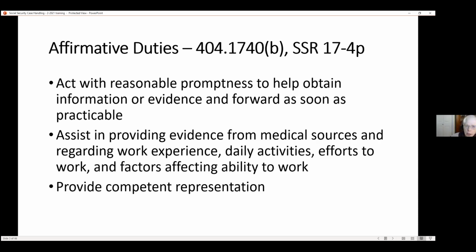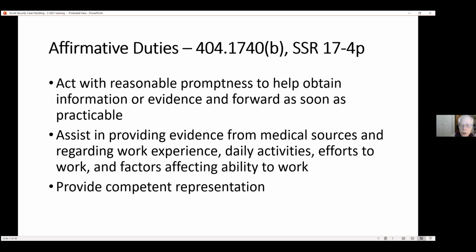At the earlier stages, if you're helping at the reconsideration stage, again, you need to send the evidence when you get it. You need to request it promptly and send it promptly. One of the reasons you need to do that is for your client, because the sooner Social Security has the great evidence that you're getting, the sooner they're hopefully going to rule in your client's favor.